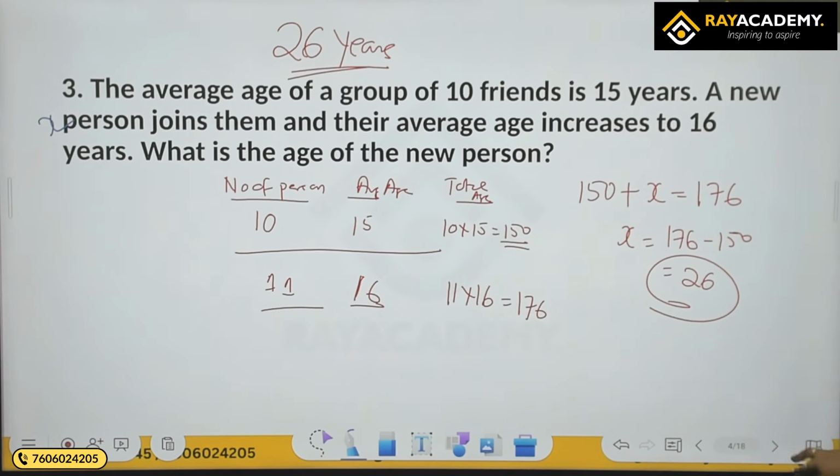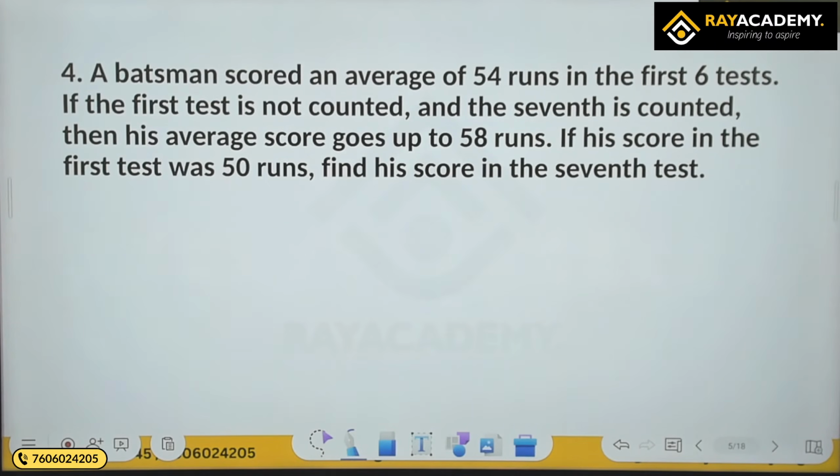Okay, let's move to the next question. A batsman scored an average of 54 runs in the first 6 tests. If the first test is not counted and the 7th is counted, then his average score goes up to 58 runs. If his score in the first test was 50 runs, find his score in the 7th test. Try this question. Just after 2 minutes I will discuss.